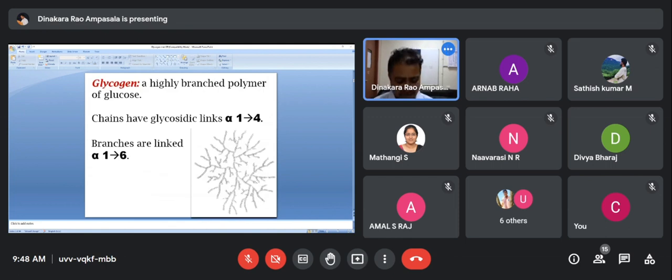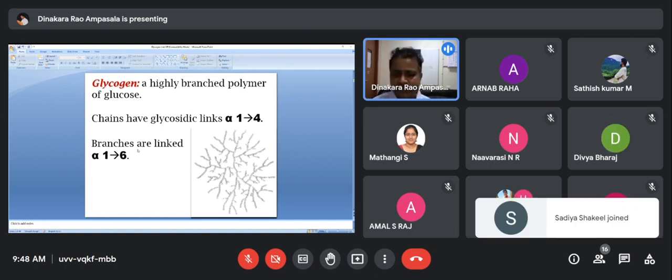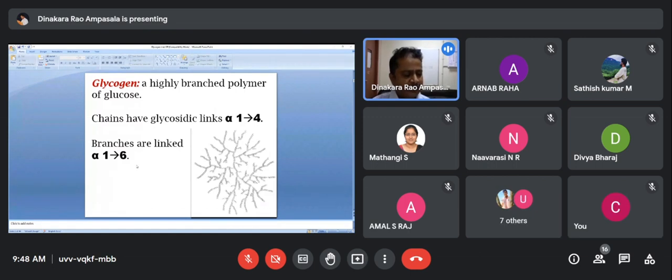So here the structure of glycogen looks like this. You can see the branched structure at this corner. So the chains have two kinds of bonds here. One is the alpha 1,4 glycosidic bond. Another structure we can see here is the alpha 1,6 glycosidic bond.